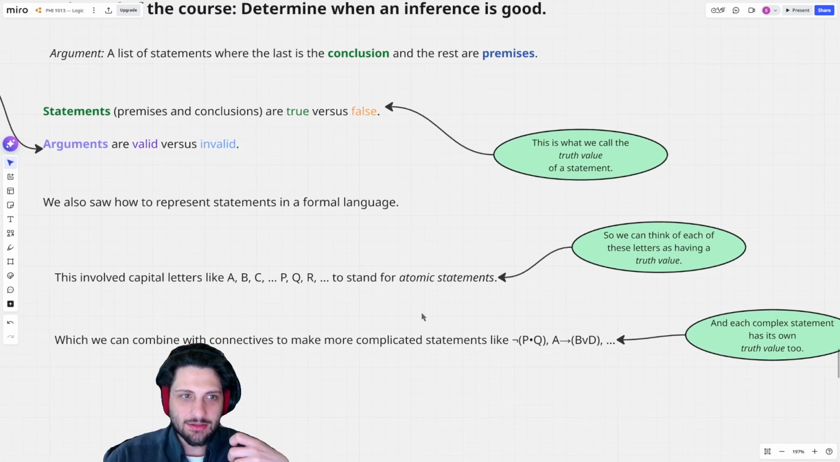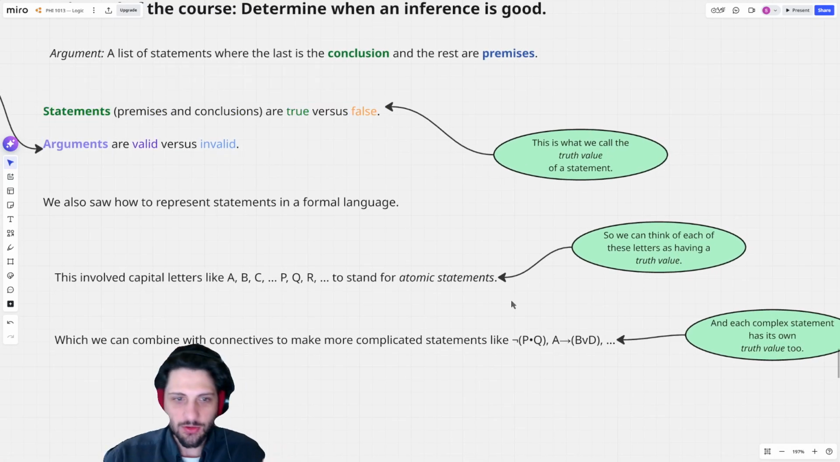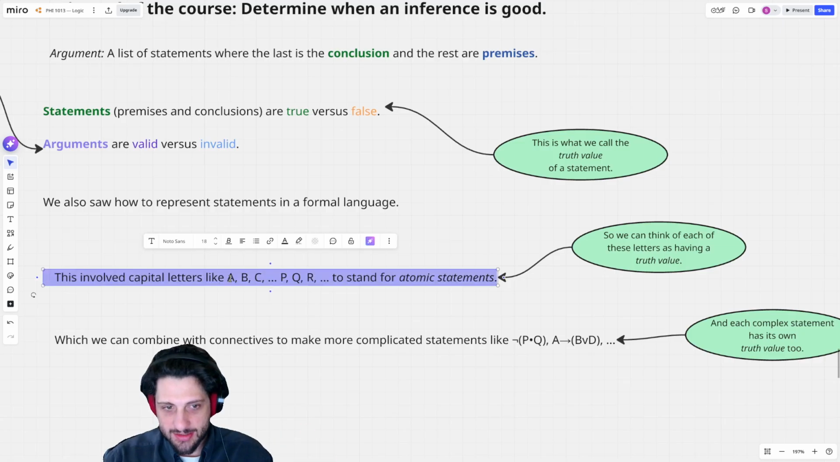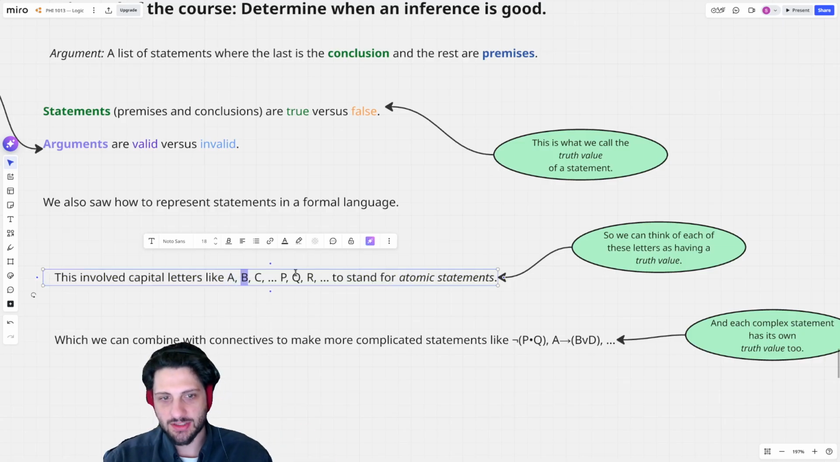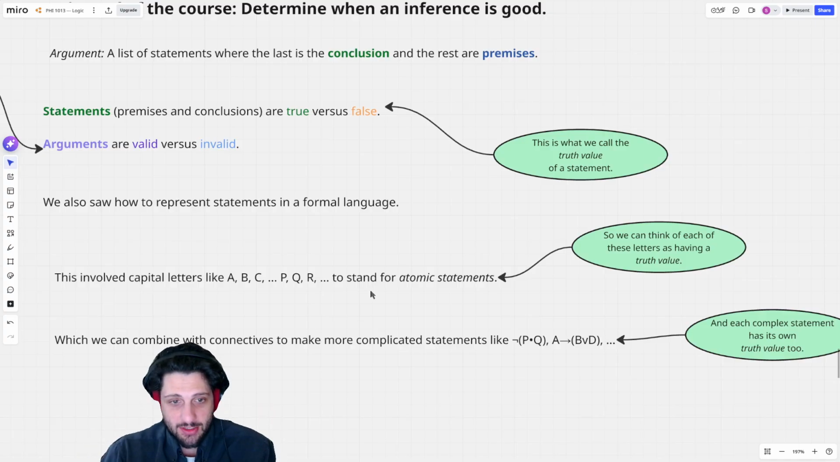And again, we want to think about these statements as having a truth value. A is either true or it's false. B is either true or it's false. Q is either true or it's false. R is either true or it's false. That's also why it was important for us that these are statements, these aren't just objects.